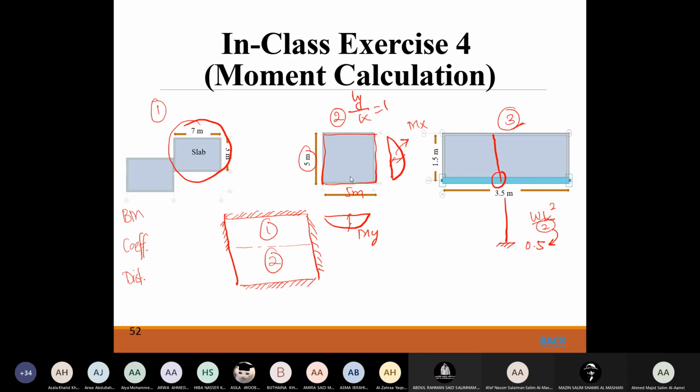Okay, so two cases will be there now, case number 1 and case number 2, where for case number 1, your bending moment diagram is going to be like this. And for case number 2, your bending moment is going to be this way.